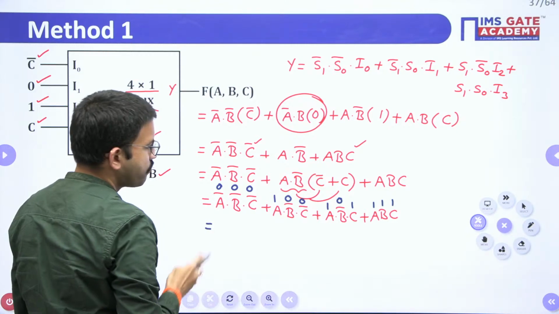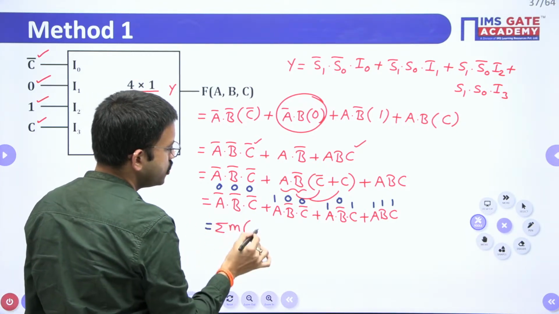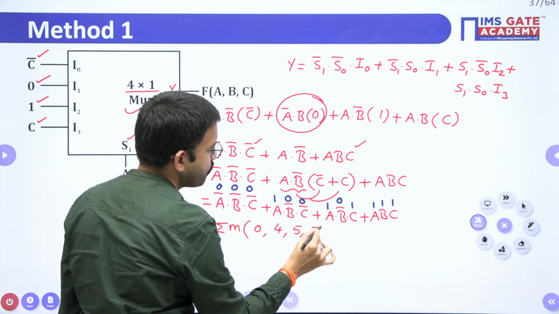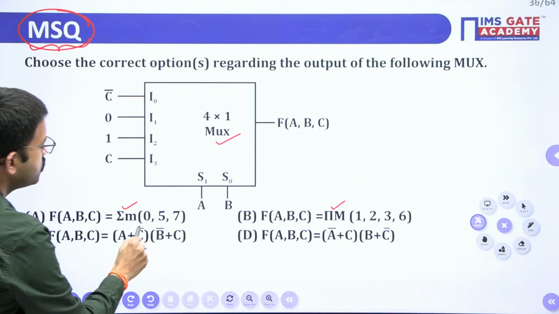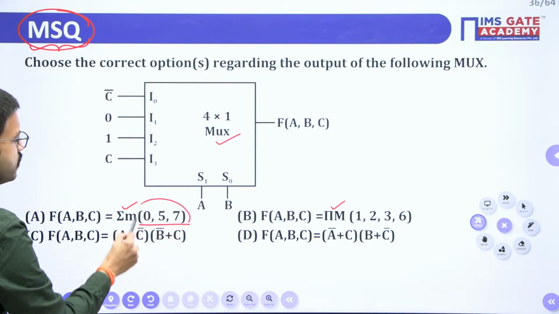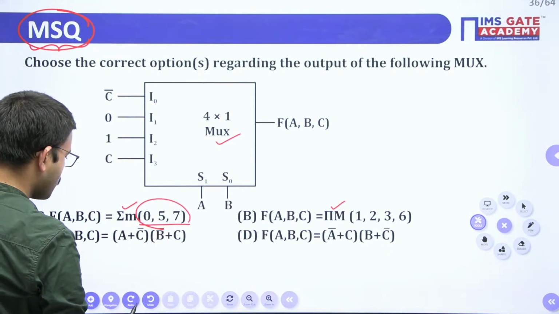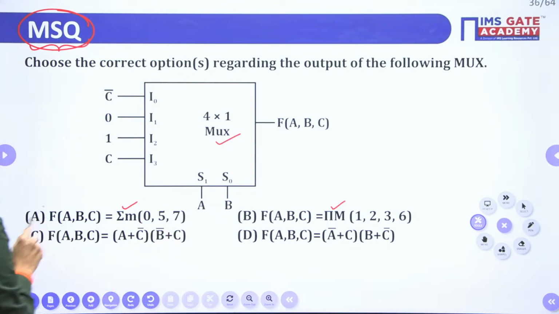So with this, can you tell the minterm numbers? Sigma m 0, 4, 5, 7. Here sigma m has 0, 5, 7, so that means it is not correct.